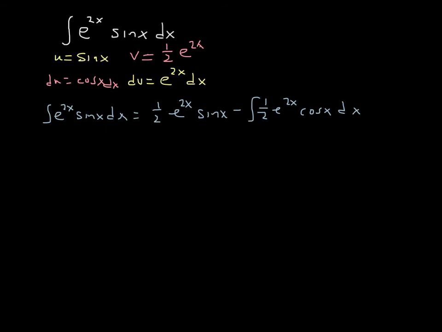And again, at this point, I can pull that 1/2 out, and I'll deal with that when I rewrite it. But the next thing I have to do is integration by parts again. So at this point, I will follow that same process. In this case, u is going to be cosine x, and dv is going to be e to the 2x again. And so du is going to be negative sine x dx, and v is going to be 1/2 e to the 2x again.